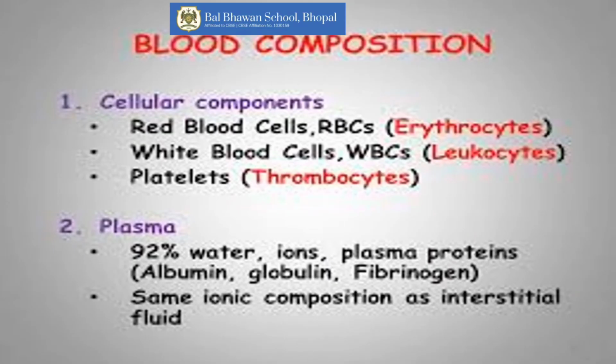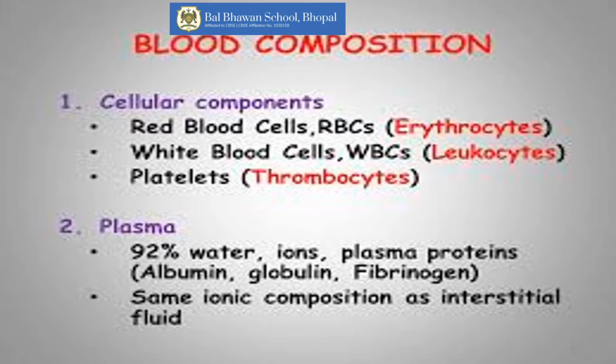Now let us discuss the composition of plasma first. Plasma is basically a straw colored liquid which is found in the blood. It consists of 92% water. It also contains some ions, and plasma proteins. The plasma proteins include albumin, globulin and fibrinogen. The ionic composition is the same as that of any interstitial fluid.